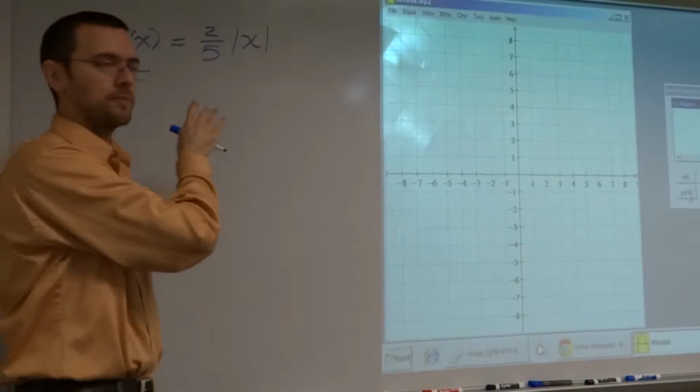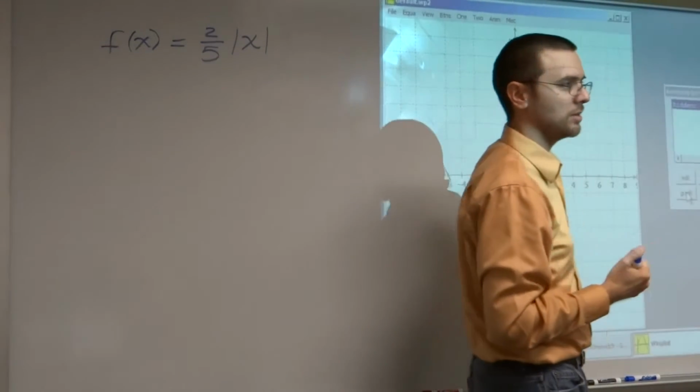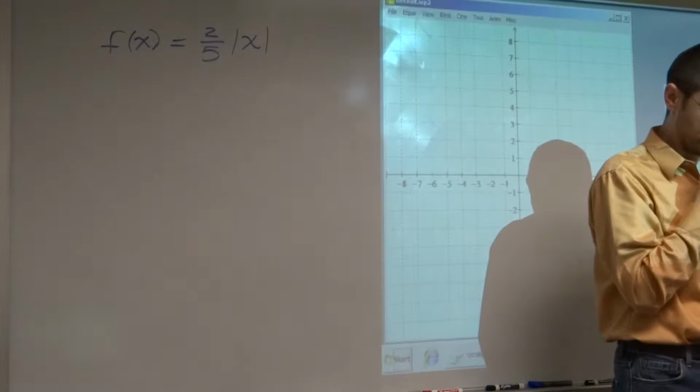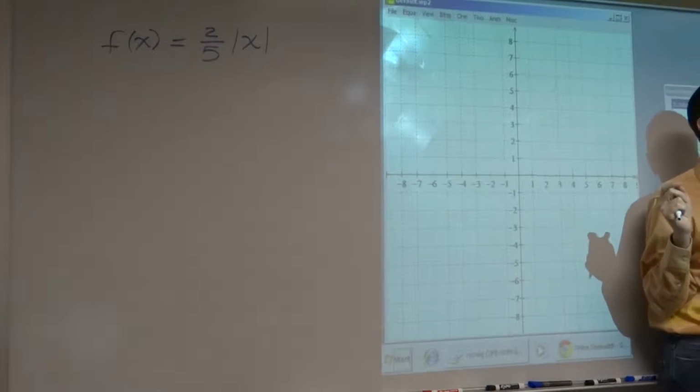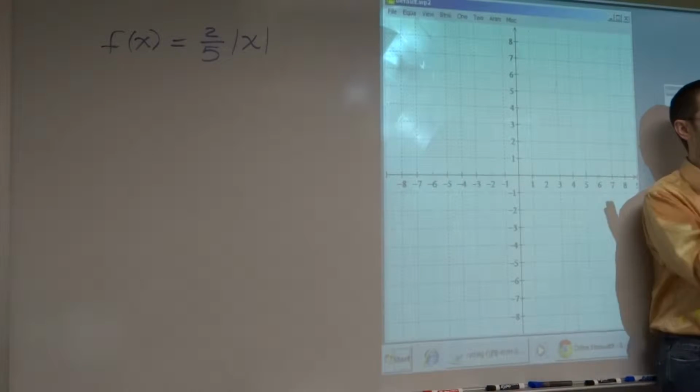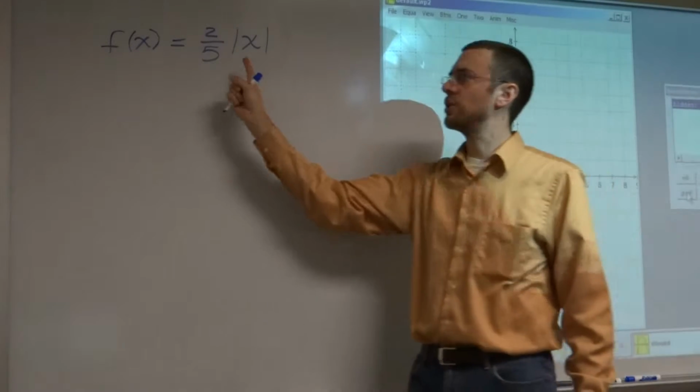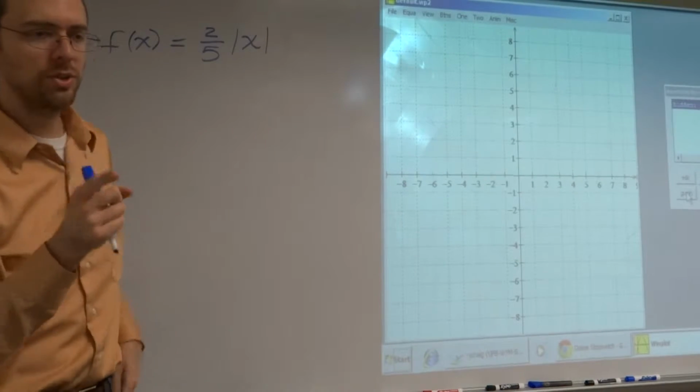Now look at this guy. This is 2/5 the absolute value of x. You know the shape already, right? What's the shape going to be? It's that V shape that we expect. It's 2/5 though. Look at the notes that we just took.